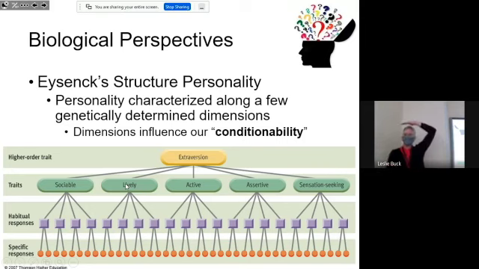Just like I have a blueprint for building height, right? Blueprint for building an ear. I have a blueprint for extroversion. And what that blueprint really is, is not extroversion as we would see it in an adult, but how conditionable I am based on the environment that I'm in.